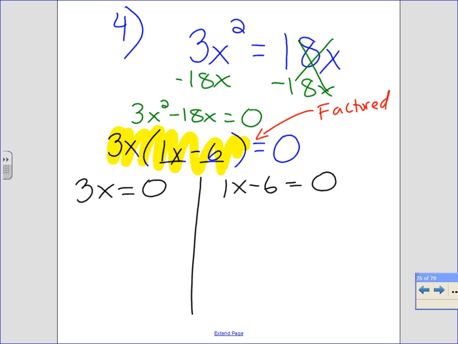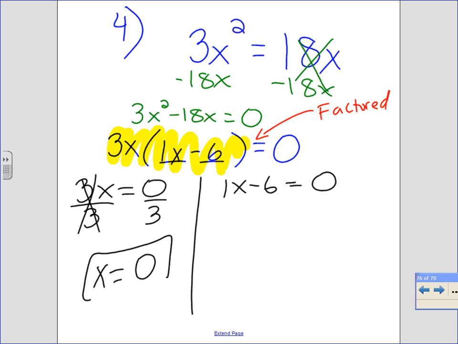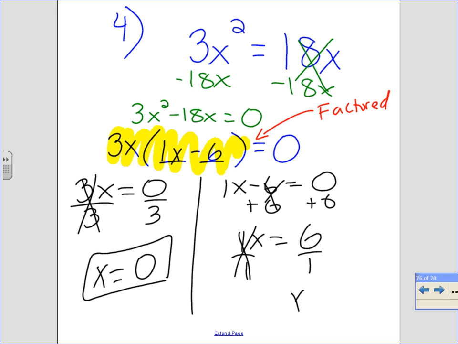Ashley, how do we solve this side? Good. Divide both sides by 3 on this side. Allison, what do we get? Good job. So 0 divided by 3 is 0, so we get x equals 0. Katie, what do we do first to solve this side? Good. Add 6 to both sides. We get 1x equals 6. Carmi, how do we get rid of the 1? Good. Divide both sides by 1. You get x equals positive 6.